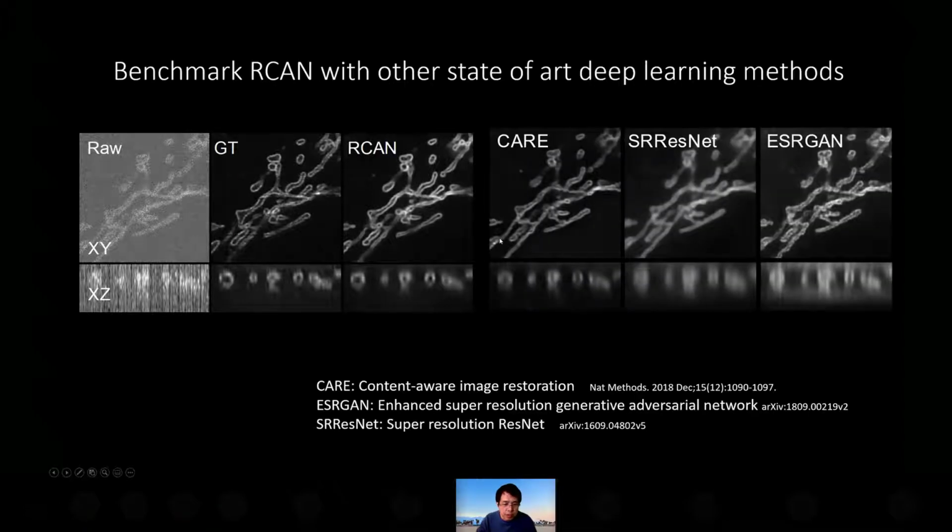Then we benchmarked the performance of the 3D RCAN against a few other state-of-the-art convolutional neural networks. For example, one of the famous U-Net-based ones, called content-aware image restoration, CARE. This paper was published in 2018 in Nature Methods. We also compared RCAN against SRResNet, a super resolution ResNet, and ESRGAN, an enhanced super resolution generative adversarial network. You can see all four neural networks provide very clear improvement compared to the raw data set.